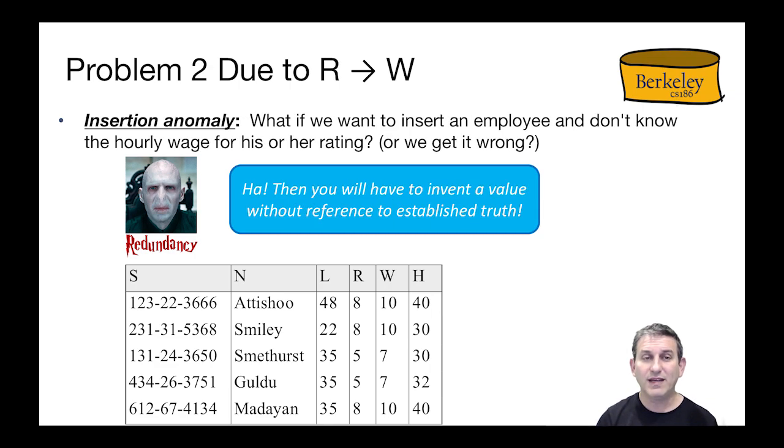The second problem we're going to look at is called an insertion anomaly. What if we want to insert an employee, but we don't know the hourly wage for his or her rating? We want to insert a brand new employee with a rating like 6, for example. What should we put for the wage? The answer is we don't know. In fact, there may be a proper wage for rating 6, but we don't know what it is. And so then we either have to invent a value, or we have to leave the value blank. We're stuck not actually giving this person a wage. So we have no reference here to any established truth for this value 6. So that's called an insertion anomaly.